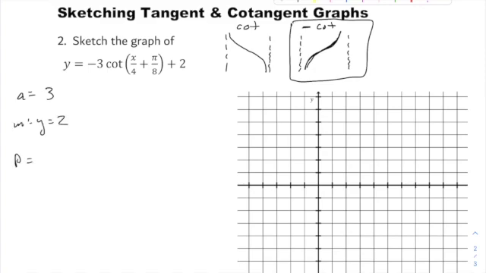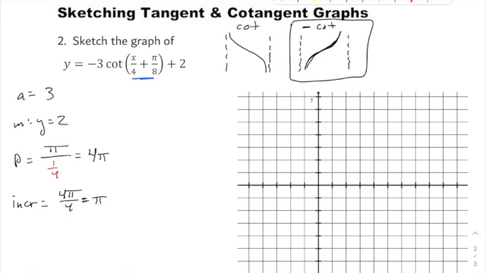Our period is, just like tangent, pi over b, and b in this case is 1/4, right? That's what's being multiplied to the x here. So that will actually give us a period of 4 pi, right? 1 divided by 1/4 is 4. So 4 pi, which means our increment, our distance between key points, will be that period of 4 pi divided by 4, which works out nicely. And each key point will be pi units apart.